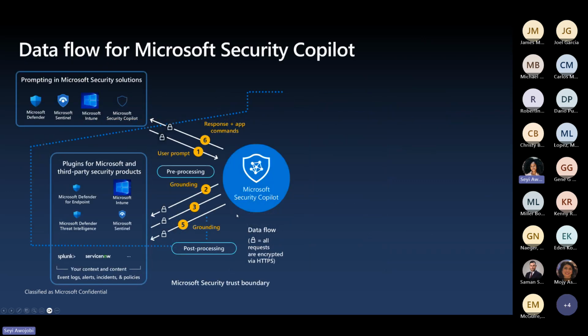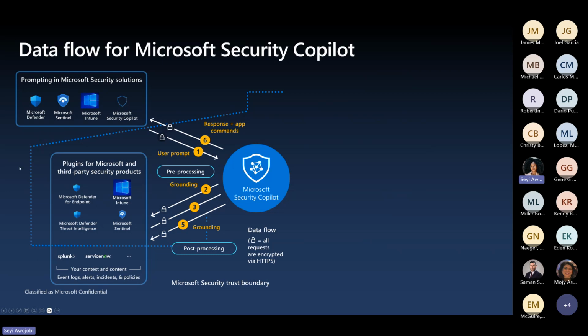So here is a visual. You send in a prompt to Security Copilot. It grounds that information, analyzes it, and looks into the various plugins or third-party security products that you might have integrated into Security Copilot. Then during the model processing, responsible AI checks are performed, and it provides you with a final validation of the response that you're looking for.